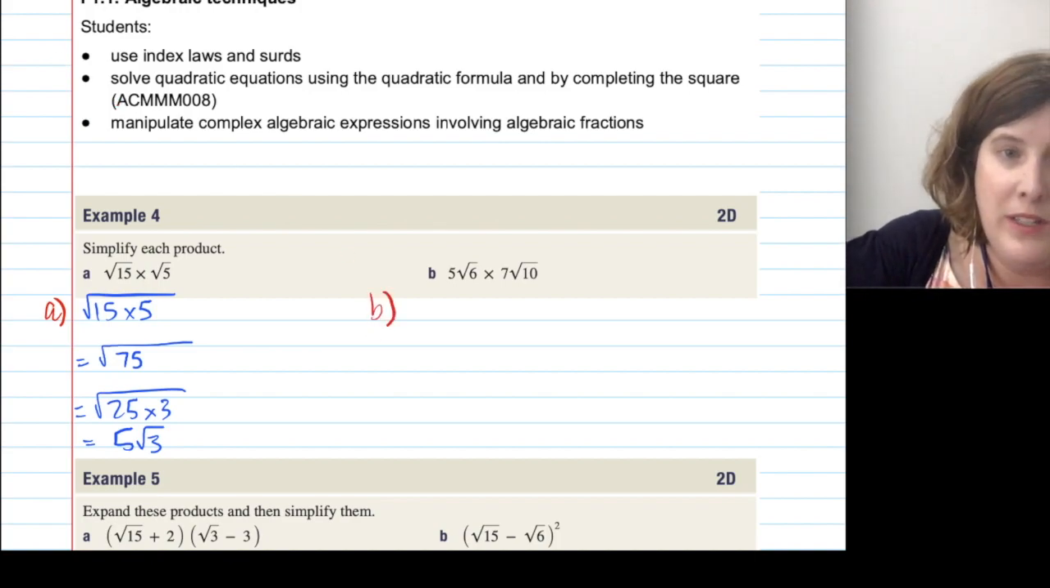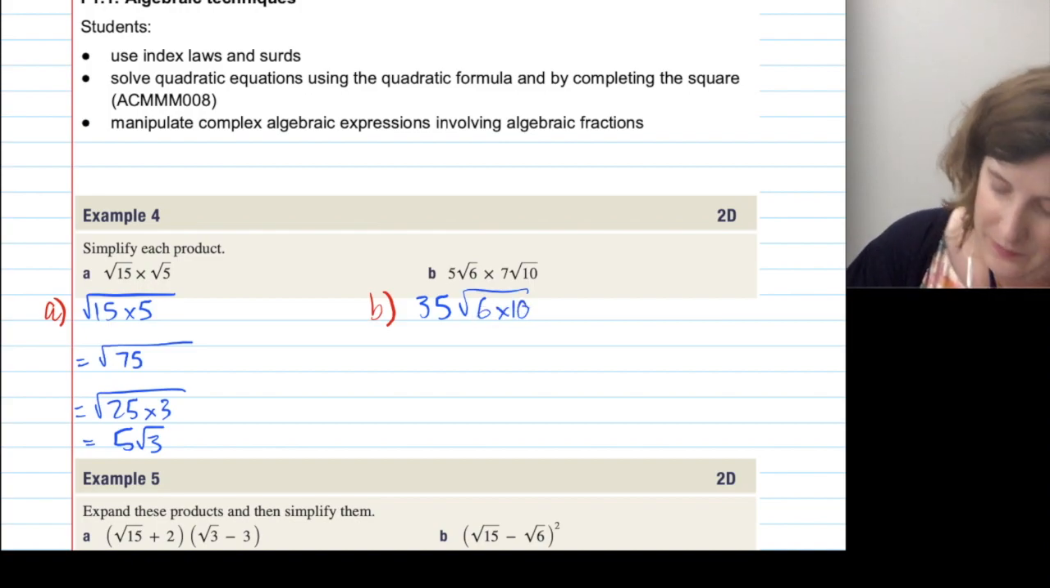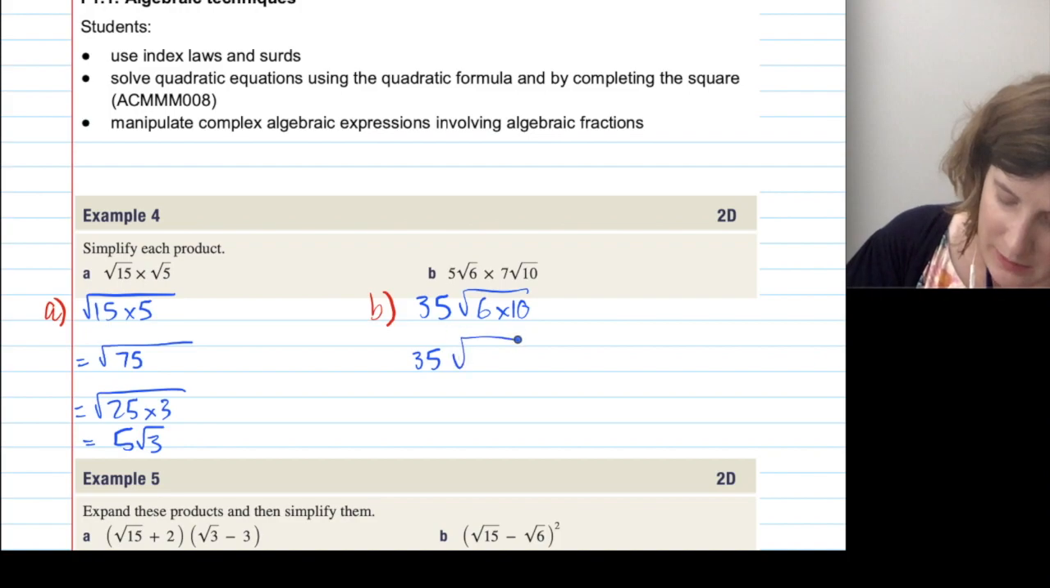B, we can do something similar here, but now we have numbers out the front. You multiply them together as well, so 5 times 7, 35. Root 6 times 10. So we've still got our 35 out the front, it becomes root 60.